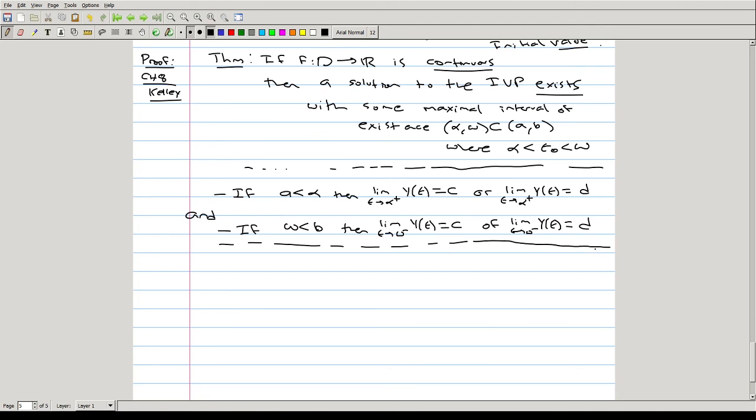Now, like I said, we're not going to prove this, but we will use this, and we will state later on in the course some similar theorems for systems. But this gives us a lot of power. In addition, we can also have from this theorem, it's even more powerful if this function f is continuous.